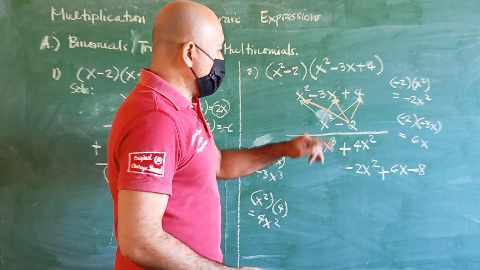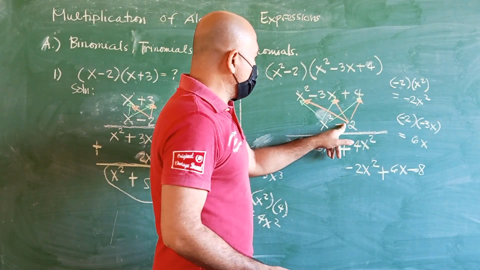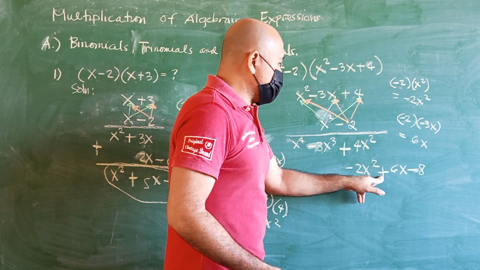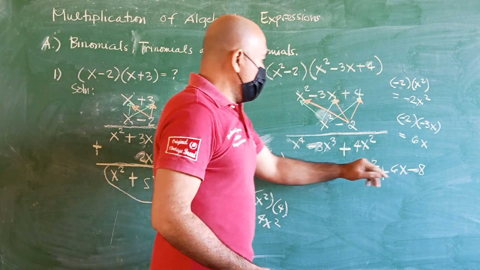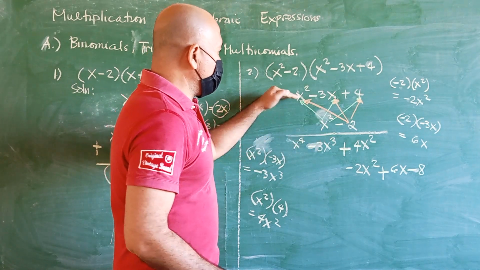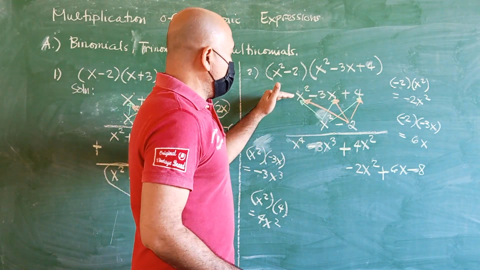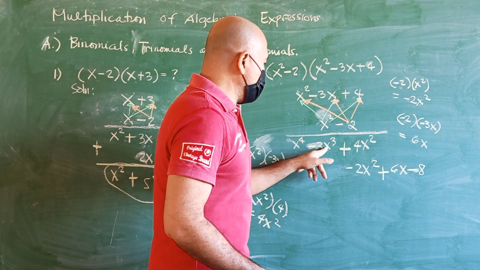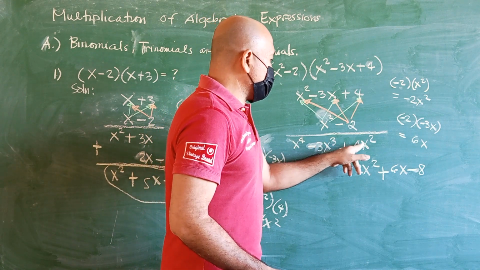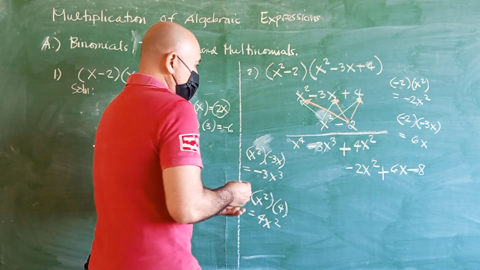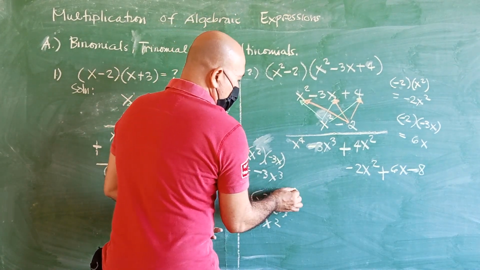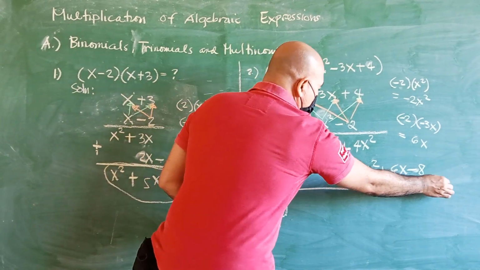So therefore, when you multiply negative 2 or minus 2 to the first line, the answer is negative 2x squared plus 6x minus 8. While when you multiply x squared to the first expression, the answer is x raised to the power of 4 minus 3x cubed plus 4x raised to the power of 2. Then after that, you add all of them together to obtain the final result.